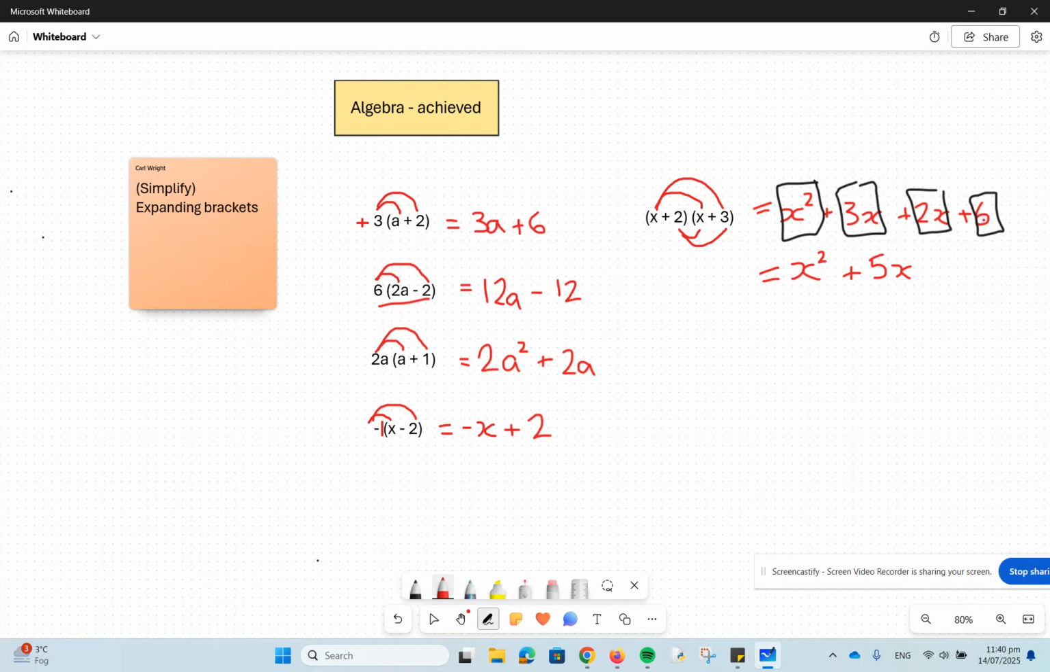And I've got a plus 6. Is there any other numbers by themselves? No. So I'll just leave the plus 6 on the end because I can't add it to anything else. And so now that is fully simplified. I had to expand the brackets and then I had to add like terms to get it to its full answer.